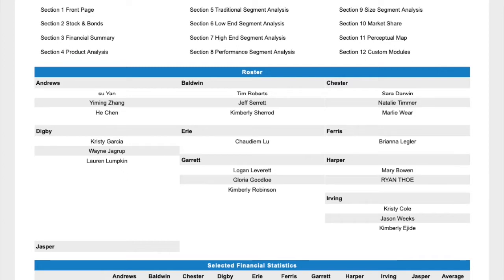Okay, let's also take a look at the report here. We have teams from Team Andrew to Jasper. Starting from the competition round, there will be no Jasper team, because it is computer generated and there are no students on the Jasper team. In the competition round, there will be only 10 teams, from Andrew to Irving.